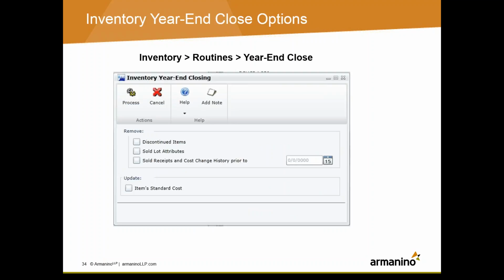So we'll go over a couple of options on the year-end close. You have the option to select the discontinued items checkbox, the sold receipts checkbox, or the sold lot attributes checkbox. If you select these checkboxes, all items, sold receipts, and sold lot attributes that have a zero balance will be removed during the year-end close process. The sold receipts process is typically run to reduce the length of the purchase receipts layers in your purchase receipts reports. And I'll show you what that looks like in the following slides.